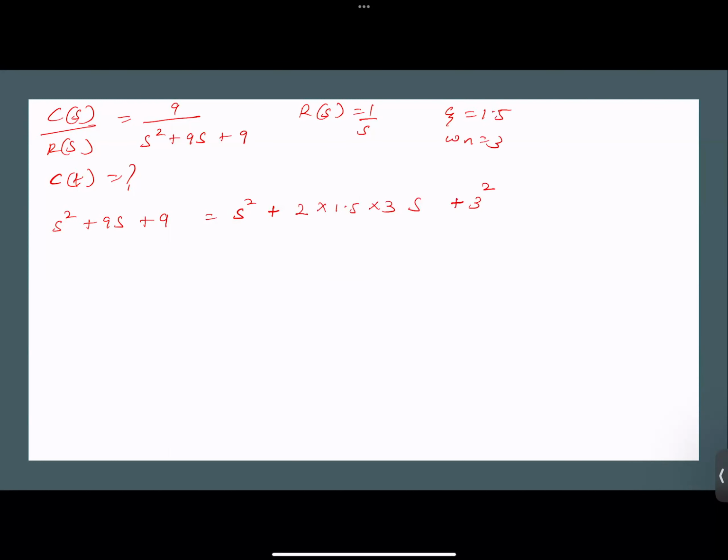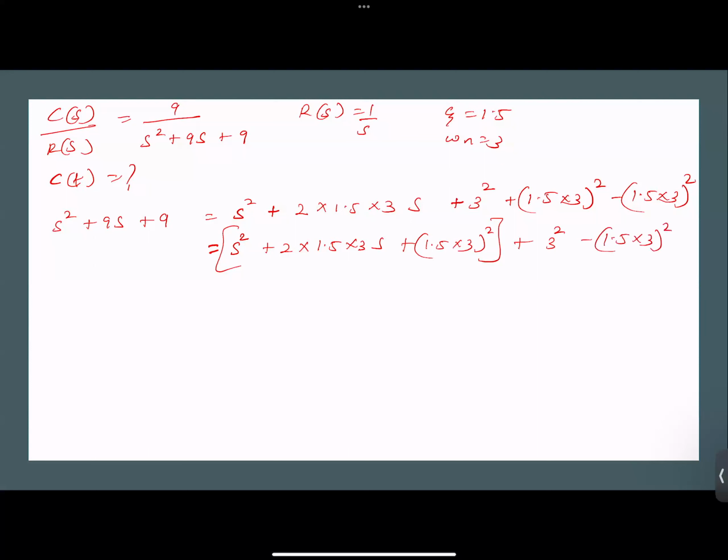Correct? So now if we have to split it in a nice fashion, just add and subtract 1.5 into 3 the whole square minus 1.5 into 3 the whole square. You'll find out why I'm doing this. Okay, now let's rearrange the terms. You have s square plus 2 into 1.5 into 3s, plus 1.5 into 3 square, and then plus 3 square minus 1.5 into 3 square.